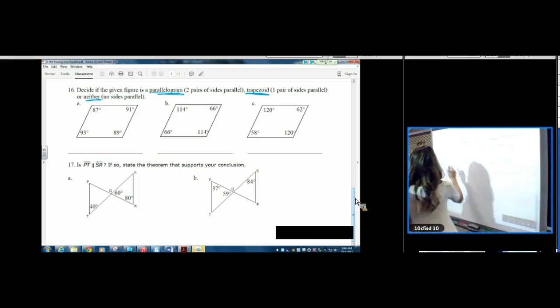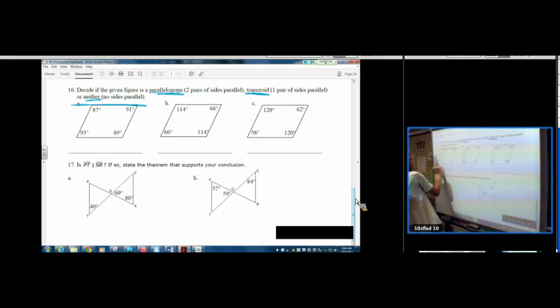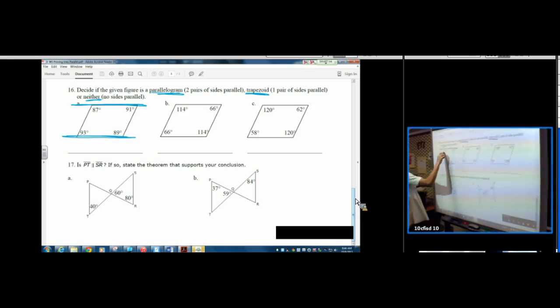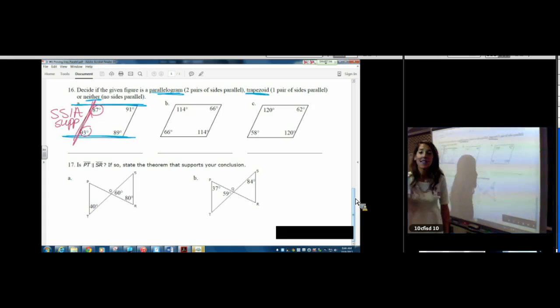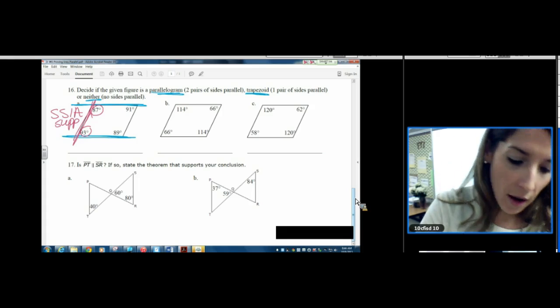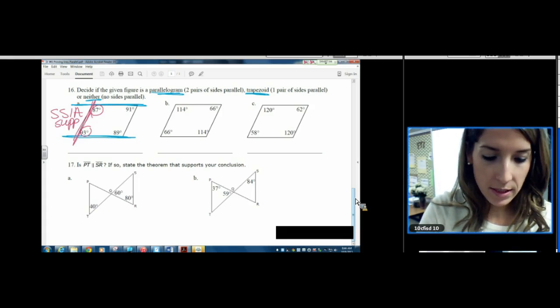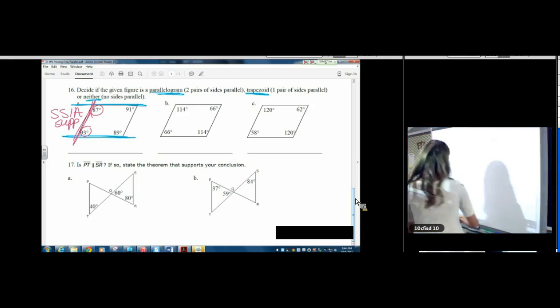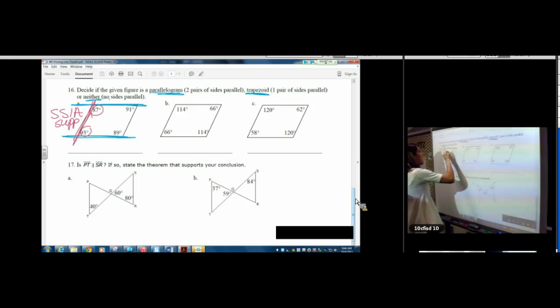Let's look at the top and the bottom. So I'm going to zoom in. I'm going to really look at the top and the bottom. Pick any transversal you want. Take your angles, and we know same side interior angles are supposed to be supplementary. So we want those two to be supplementary. So we go to our calculator and we're like, 87 plus 93. Oh, it adds up to 180. So we have proved that the top is parallel to the bottom.